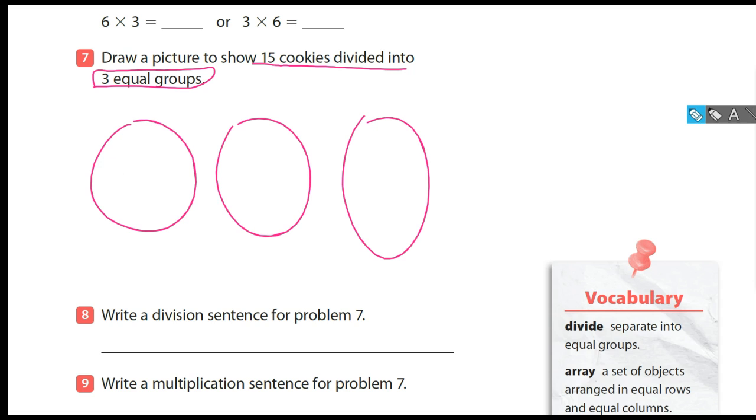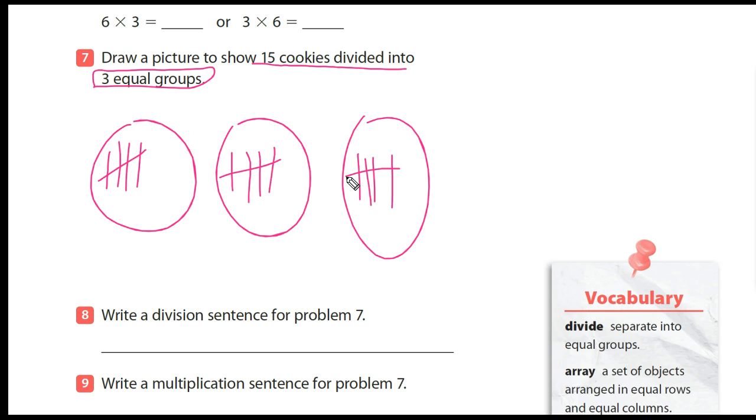So I'm gonna put a cookie in each group until I run out of my 15. So 1, 2, 3, 4, 5, 6, 7, 8, 9, 10, 11, 12, 13, 14, 15. Okay? Do I need to do anything else? No, it doesn't say anything else. It just says draw a picture to show 15 cookies divided into 3 equal groups. I'm done.